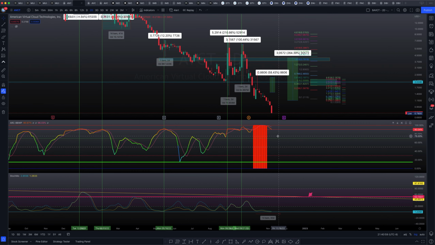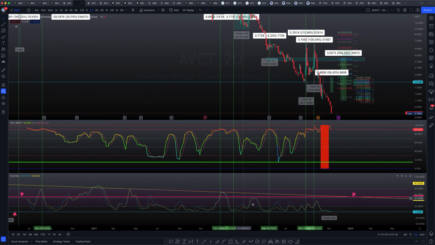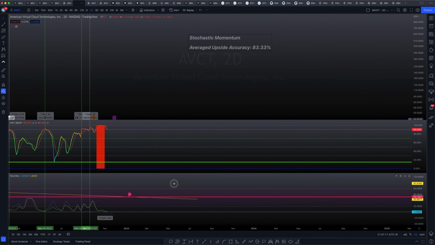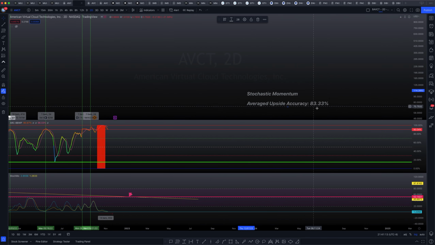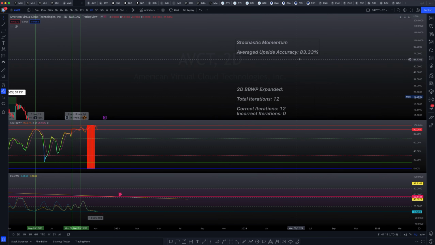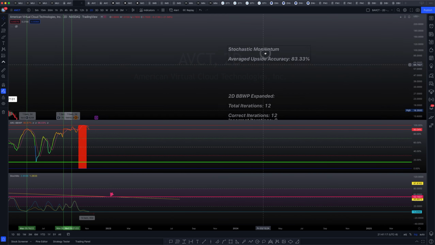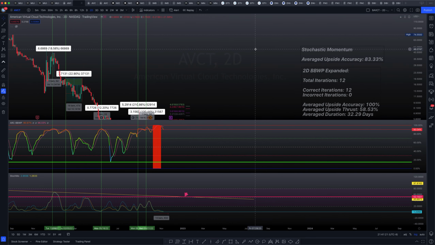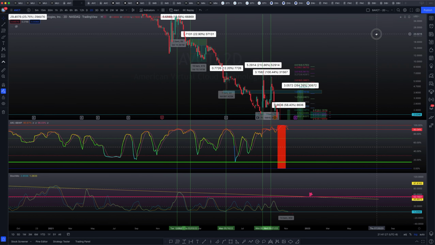Volatility is direction neutral. In order for us to gain a bias in that direction, we actually pair it with an indicator like this one, stochastic momentum. This has given us an upside accuracy of 83.33% on this particular ticker based on 12 iterations. So 10 out of those 12 iterations, it did guess the direction either up or down correctly. So I know it's not perfect, but 80% on average is not bad to consider, you guys.